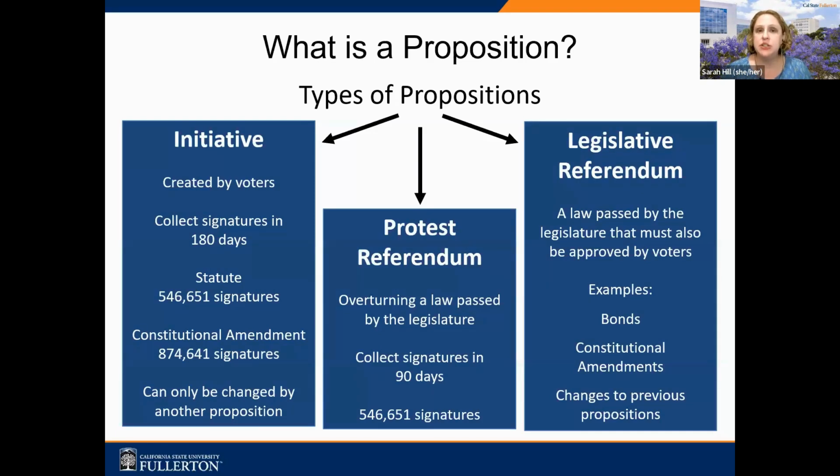So if the legislature recommends changing the California Constitution, if they pass that, it then has to go to a vote of the people. You can't change the state constitution without a vote of the people. We have that on the ballot this time. If the legislature wants to pass bonds, which is a way that the state goes into debt for major projects, that has to go to a vote of the people.